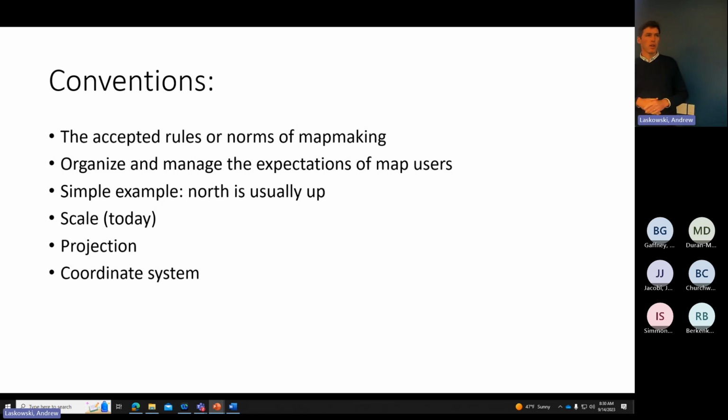So one example we've already talked about is that north is usually up on maps. We will talk quite a bit about scale today. And then we'll get into dealing with projections and coordinate systems in the next few lectures.